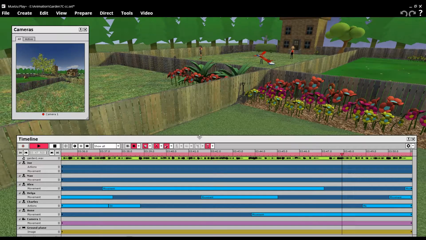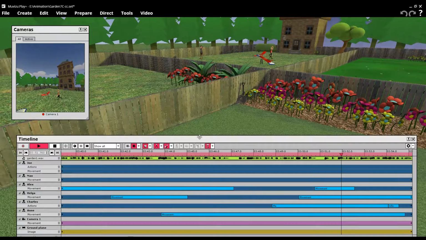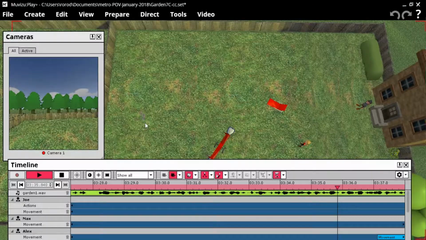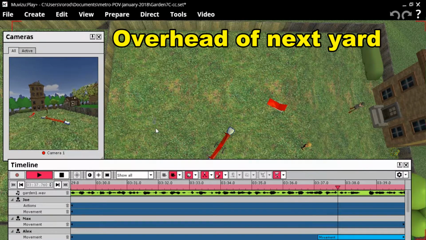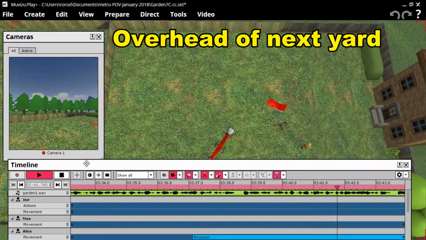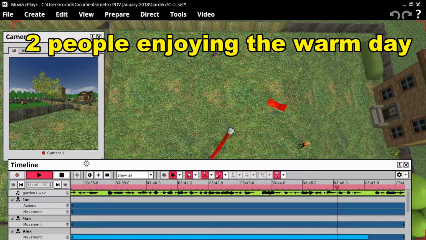And from Albert's point of view, you can see the couple in their backyard and the camera moving over them. Okay, this is the overhead view of that yard. The camera is moving towards that little red seesaw there. And the couple was in their backyard enjoying a warm day.